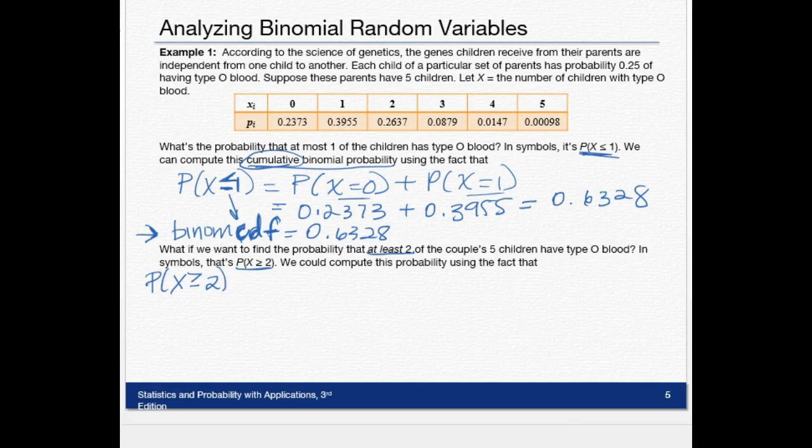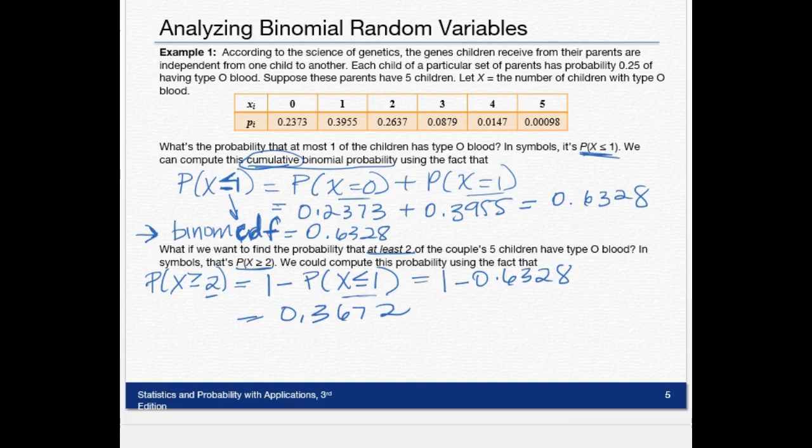We can compute this probability using the fact that to find a greater than, you would do 1 minus the probability that x is less than or equal to 1. All right? Anytime it's a greater than, to get that value, you take 1 and you subtract the probability that it's less than or equal to 1 number less. So we went from 2 down to 1. And we've already found this value right here. Less than or equal to 1, we know is 0.6328. So I do 1 minus 0.6328, and I get 0.3672.